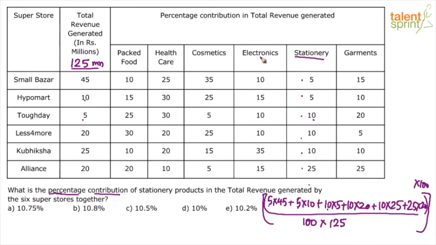See, finding out 5% of 45 is not difficult. 5% of 45 is 2.25. 5% of 10 is 0.5. 10% of 5 is 0.5. 10% of 20 is 0.2. That also can be done, but I would not suggest that.